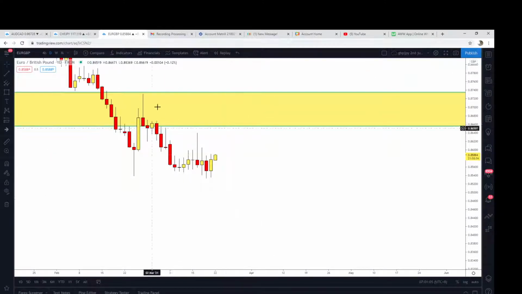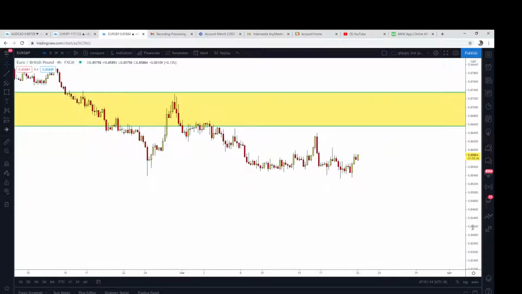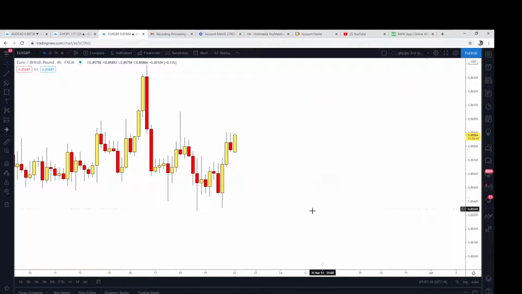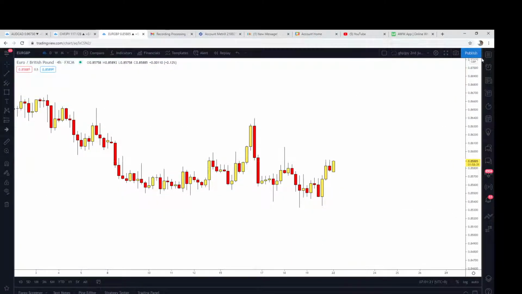Now we can see that price is consolidating here, so I should expect price to move up to retest this zone one way or the other. So I'll be waiting for price to come up. Oh shit, I never record. Let me record the idea first.